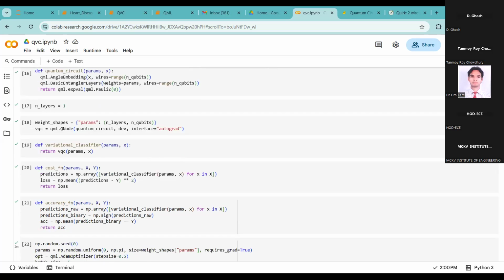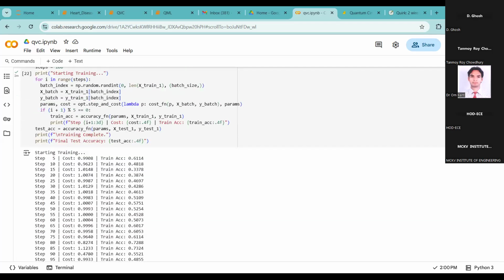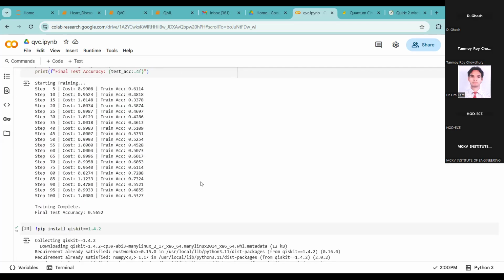So if I run all of this, again, it will take time in a quantum simulator. See, it has taken time. And the final test accuracy is very much lower than the classical one. In PennyLane, the circuit that I've made is giving 56% test accuracy, whereas in classical algorithms, it was giving around 88.